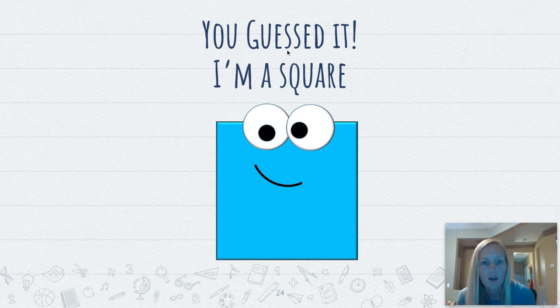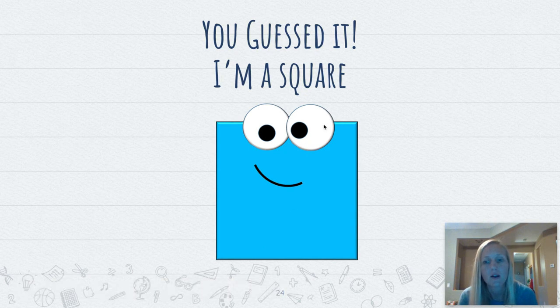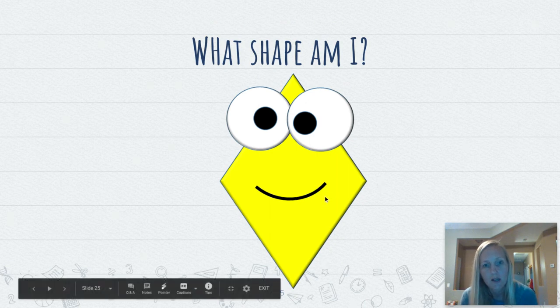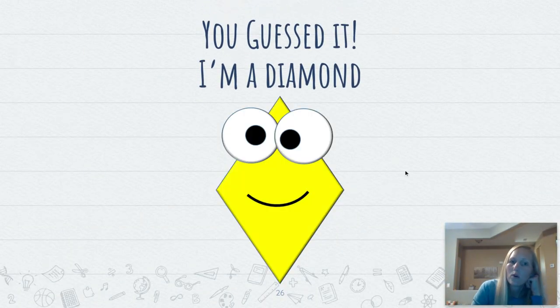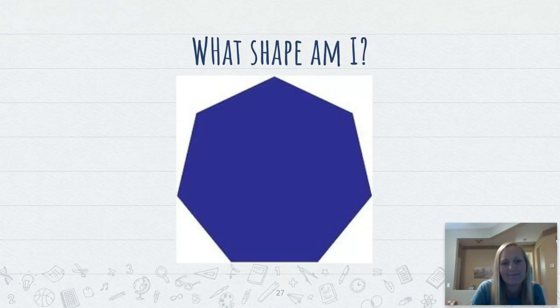Now notice how all of the sides are the same size. That's what makes a square, not a rectangle. What shape is this one? Kind of looks like a sideways square in a way, or sideways rhombus. This one is a diamond. 4 sides, 4 angles, and 4 vertices.